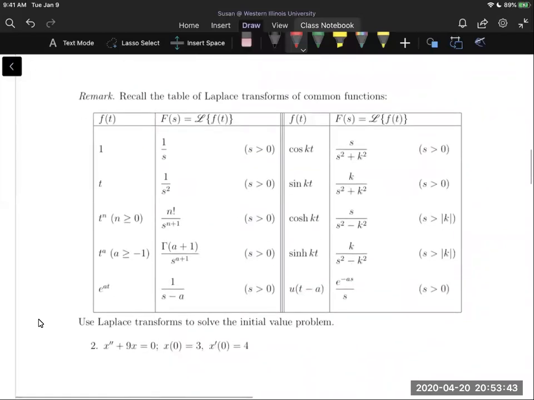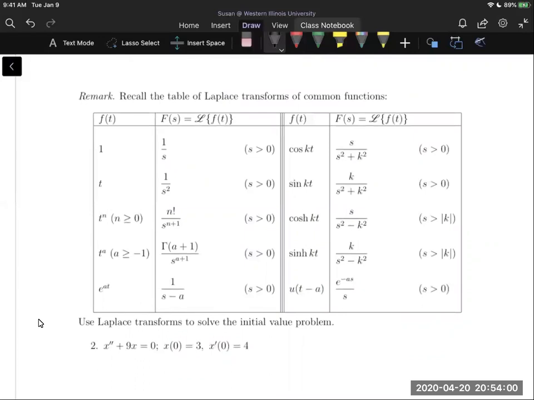So before we jump into an example, I just want to recall the table of Laplace transforms. We will always be referring back to this, both when we're taking transforms of functions as well as inverse transforms of functions. So we'll refer to this frequently.